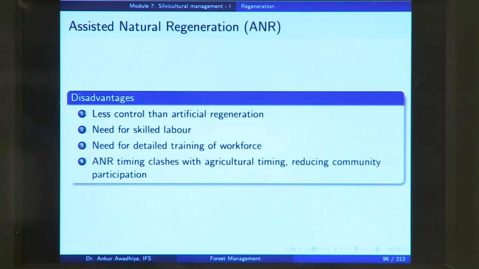Then let us have a look at the disadvantages. There is less control than artificial regeneration. So, the highest level of control is with artificial regeneration, here your level of control is lesser.